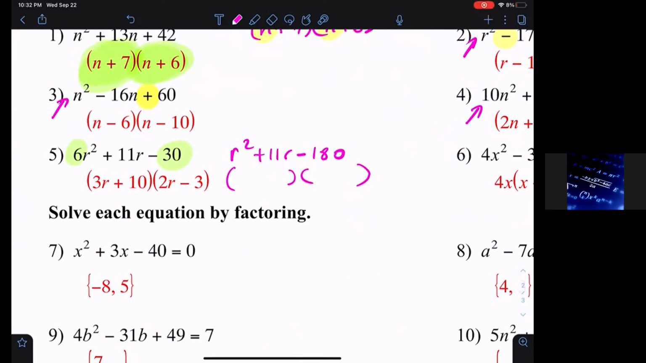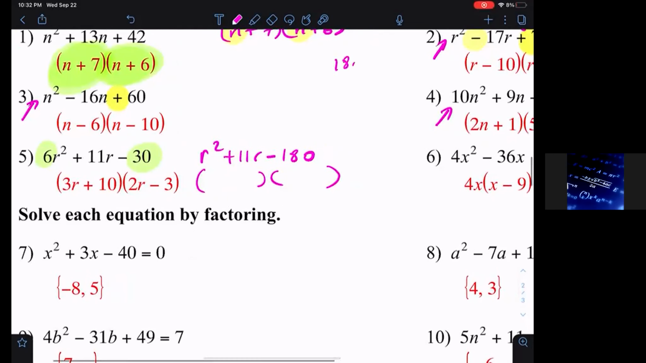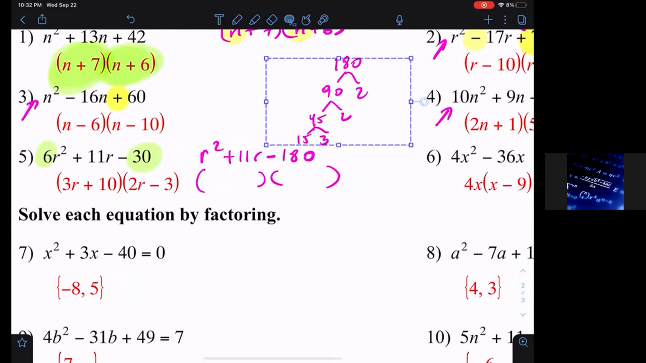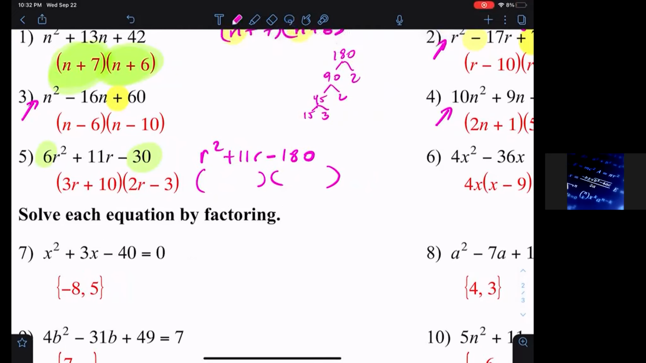Sometimes they're easy to find, sometimes they're not. If they're not easy to find, you can do the prime factorization. So you do 90 and 2, right? 45 and 2. Then this is not divisible by 2, so you go by 3. So this is 15 and 3, right? And you continue. Then the next is 5 and 3. So now you need to find out which of these numbers, when you combine, give you positive 11, and when you multiply, give you negative 180, right?